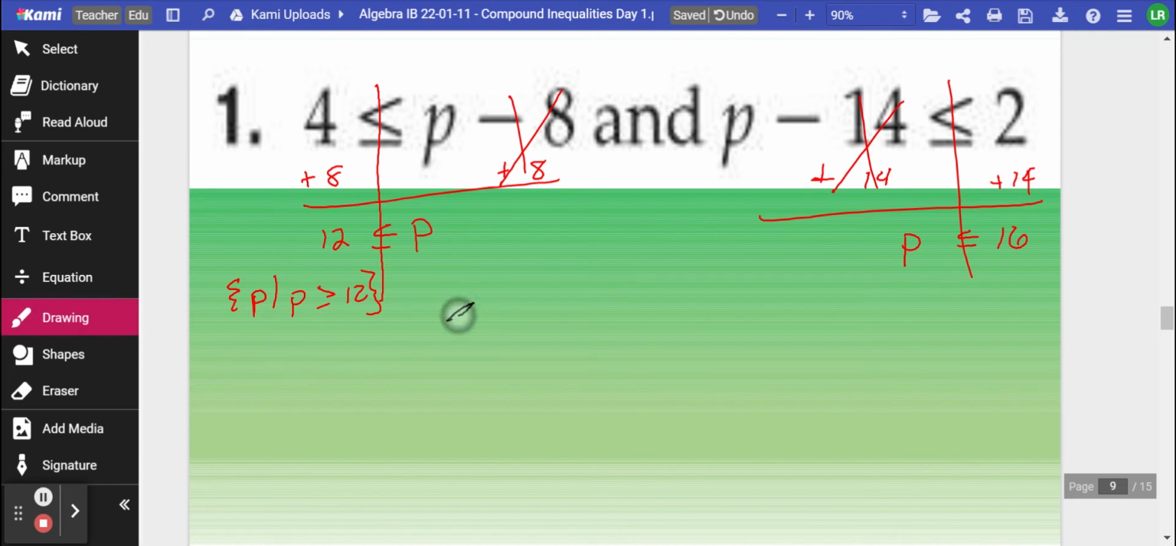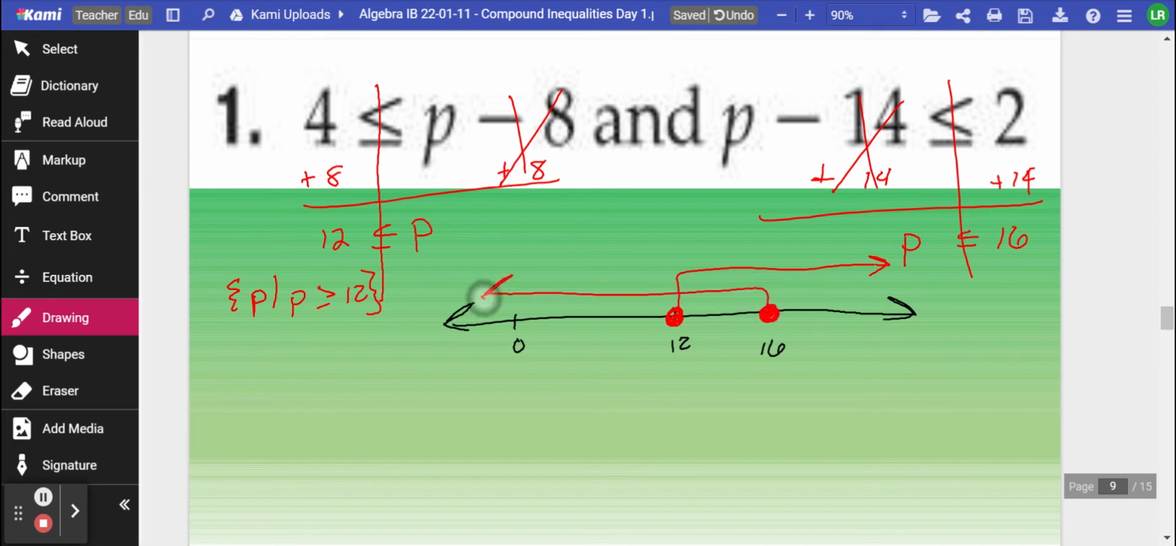Now let's get it graphed. Now 0's here somewhere. There's 12. There's 16. Okay, so for this one, closed dot on 12 because it's got the or equal to line. And that's the right arrow, so it goes to the right. Closed dot on the 16. That's the left arrow, so it goes to the left. And this is an and statement. So remember, we're looking for 2 lines. So we shade in the middle.